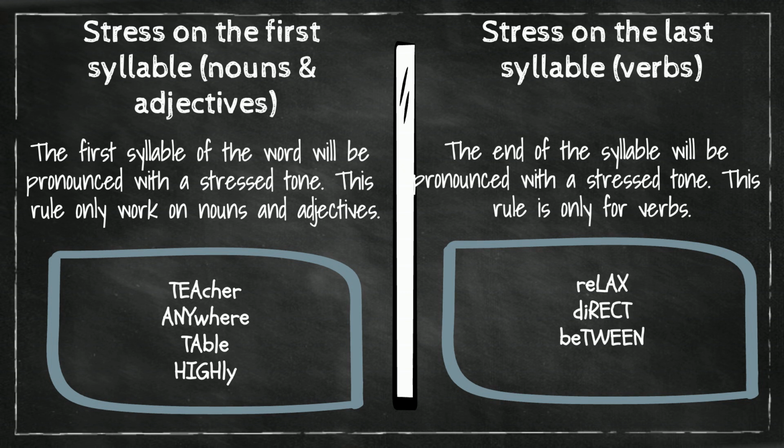Next, we have stress on the last syllable for verbs. The end of the word will be pronounced with a stress tone. This rule is only for verbs. For example, relax, direct.